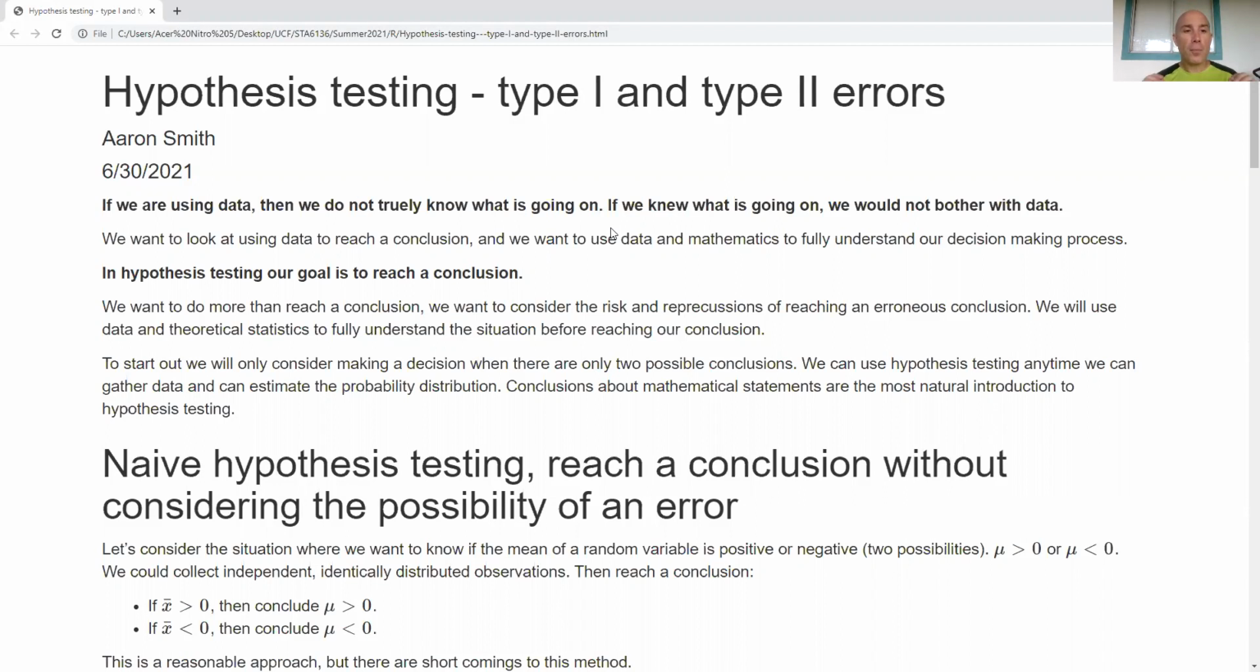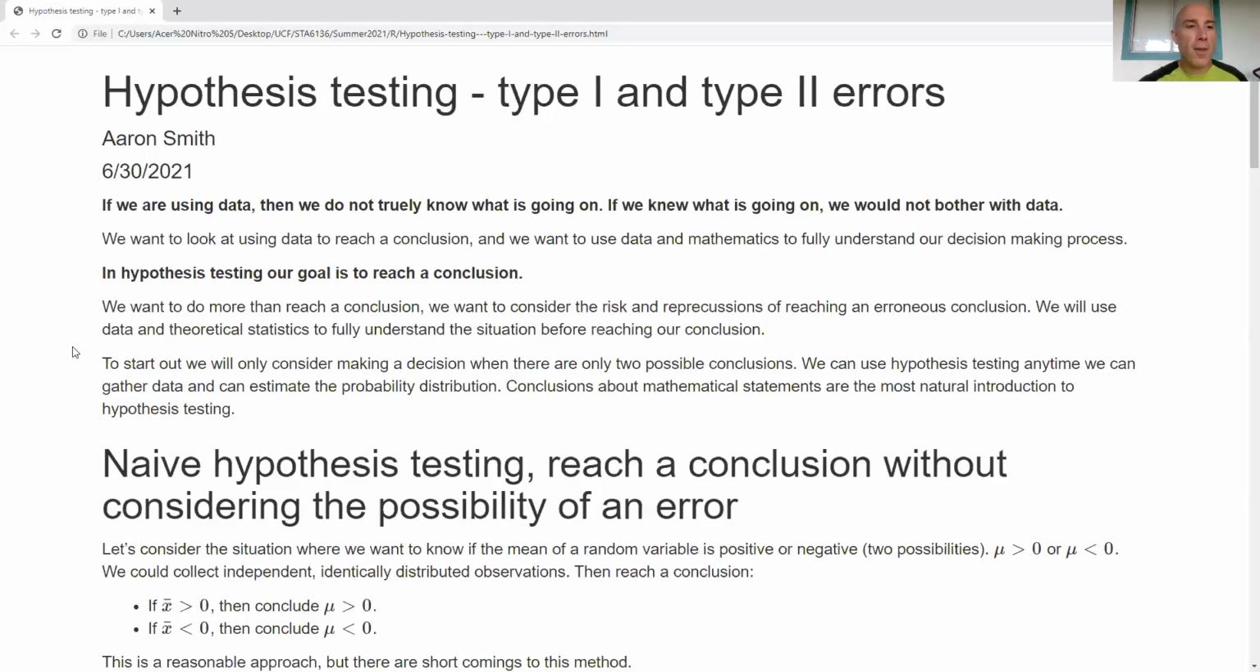So our goal is to reach a conclusion, and we want to use data and mathematics to fully understand our decision-making process. In this video, we're not even going to make a decision. We're going to talk about making a decision, and we're going to analyze making a decision so that we can have a solid framework going forward.